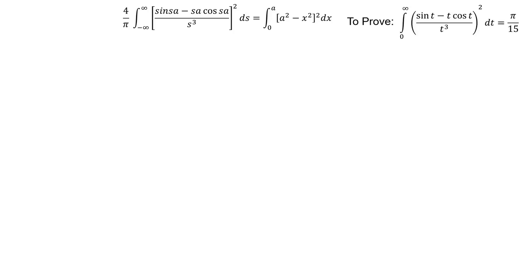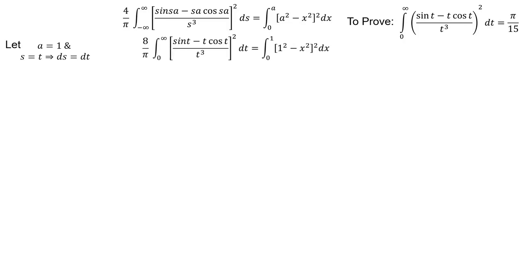We want to prove that the integral over 0 to infinity of sin t minus t cos t by t cube the whole square dt is equal to pi by 15. So comparing this deduction part to our derived part, from this, let us take a equal to 1 and s equal to t, so ds equal to dt. Substitute these three values, a equal to 1, s equal to t and ds equal to dt. And this integration, the integral over minus infinity to plus infinity, the bracket the whole square is again an even function only. So we can write 2 into the integral over 0 to infinity.